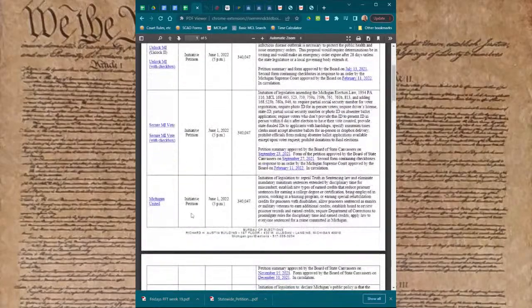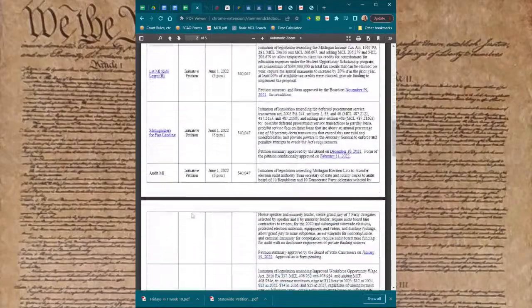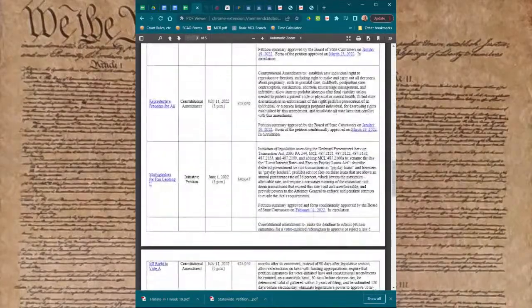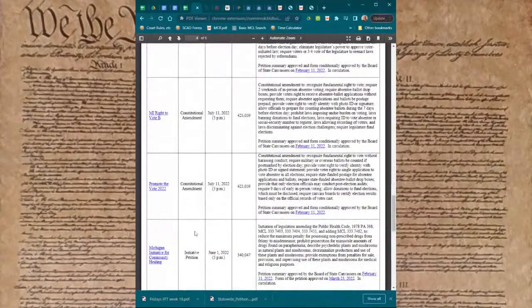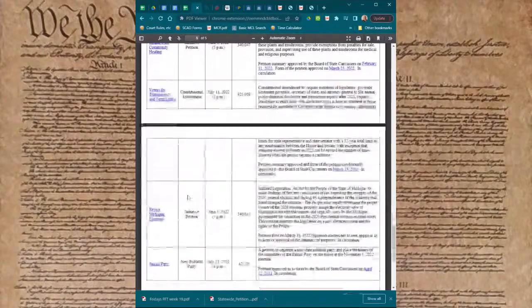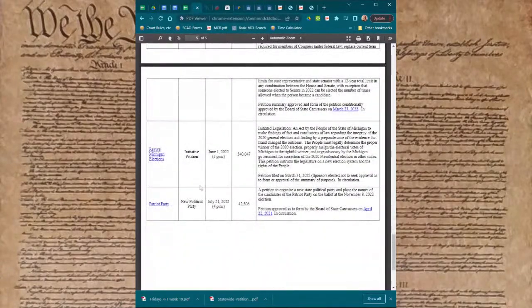So you have quite a few initiative petitions. There's a constitutional amendment petition, another constitutional, 3, 4, looks like total constitutional amendment petitions 5, and then one political party. So let's see, 5, 6, so that leaves 12 initiative petitions of the 18 here.